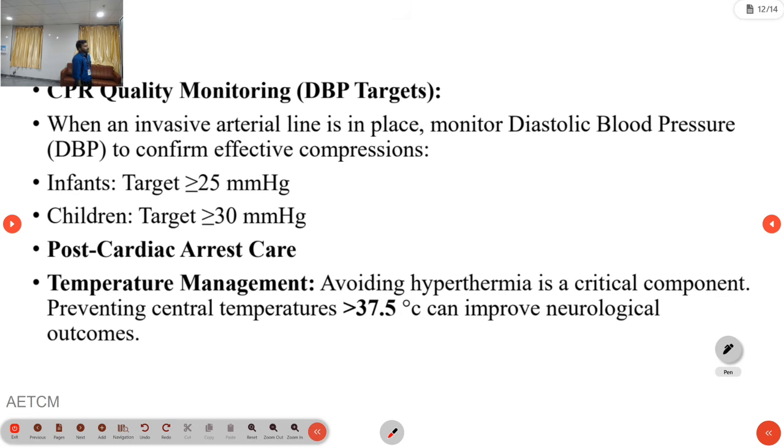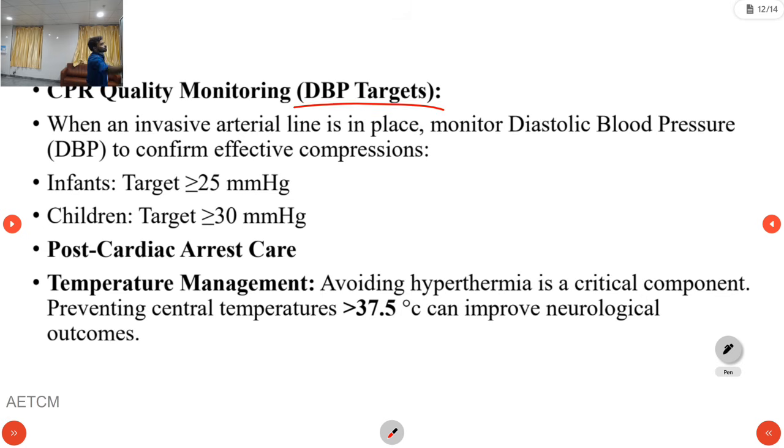Then CPR quality monitoring. They have given diastolic blood pressure targets if there is an arterial line in place. If you have a patient who already has an arterial line in place, then we can monitor diastolic blood pressure to confirm the effectiveness of chest compressions. That means if the diastolic blood pressure is good as per these targets, then we can be assured that blood is reaching the brain properly.